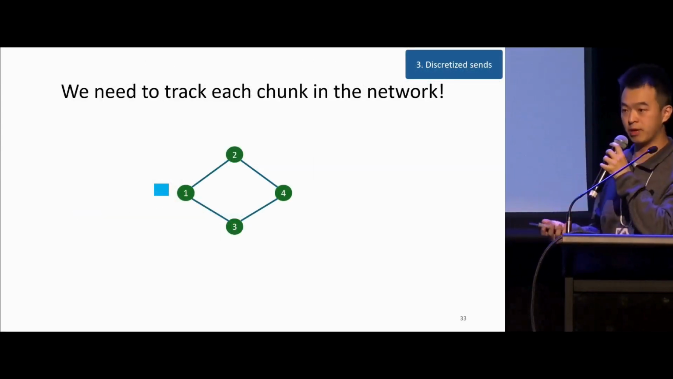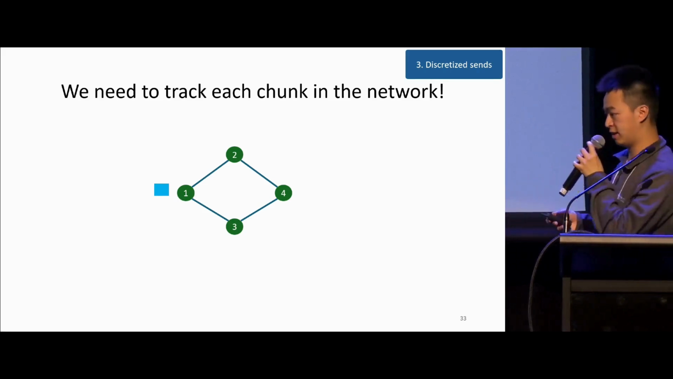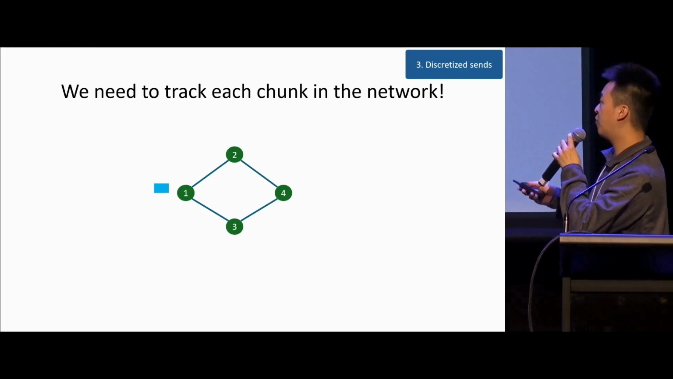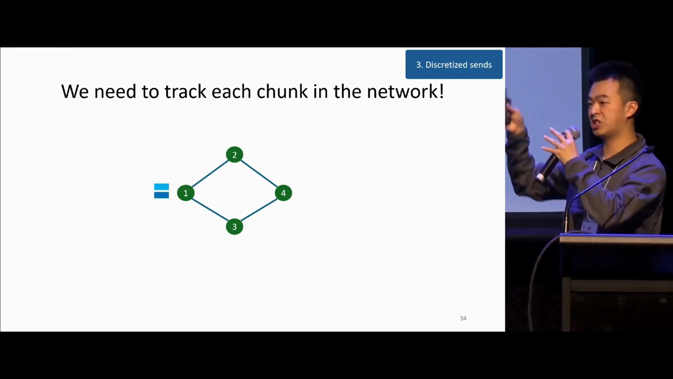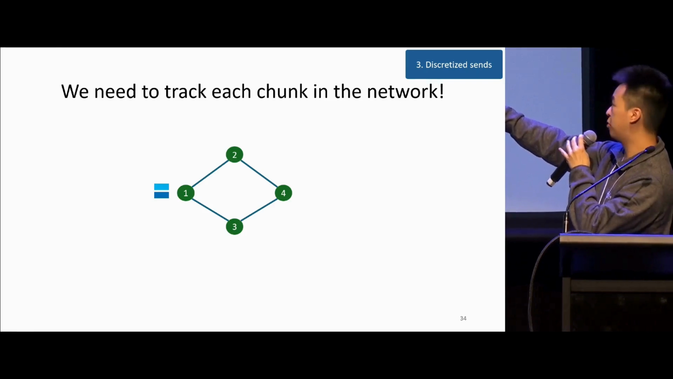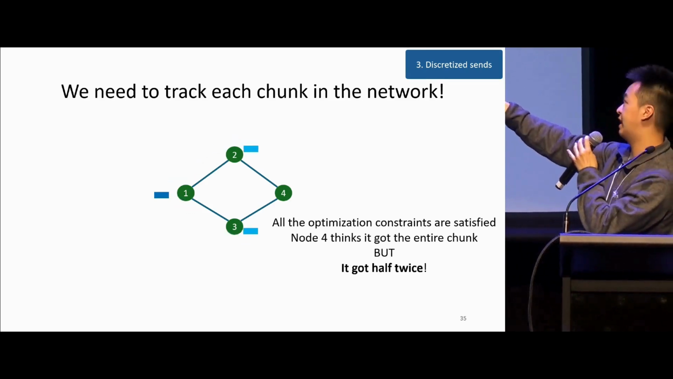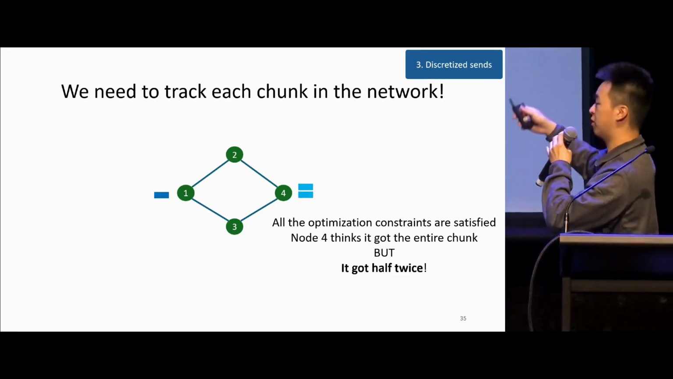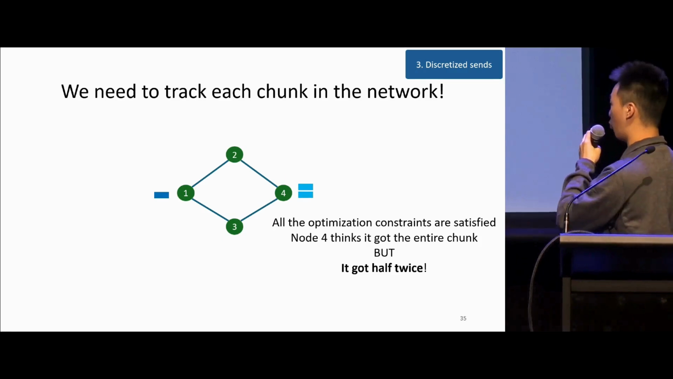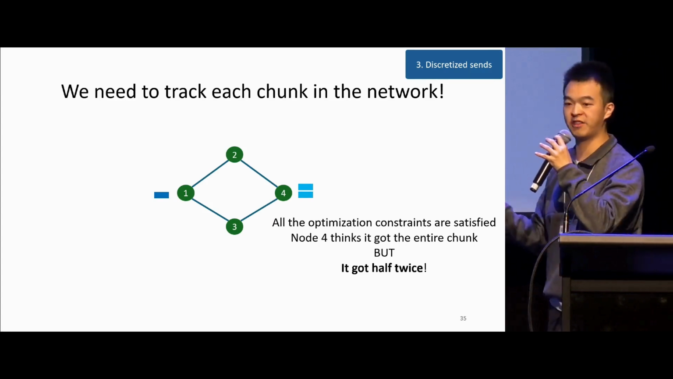And third, there's another problem: we need to track each chunk in the network. In traditional traffic engineering, there's no sense of a chunk because it's all a stream of data. But now, if we allow node 1 to split one chunk into 2 chunks for various reasons, these 2 chunks both want to go to node 4. It is very possible that the first chunk gets sent twice to node 4, and node 4 will think that all the optimization constraints are satisfied. It thinks, I have received all the data I want. But in fact, you just received the same chunk twice. And that's not what we want for our collective communication.